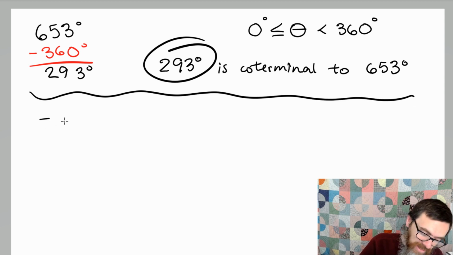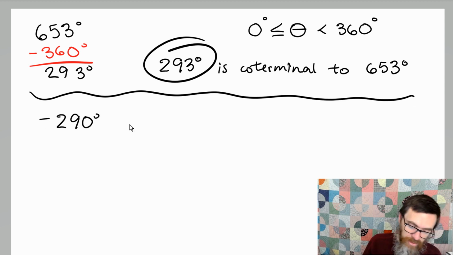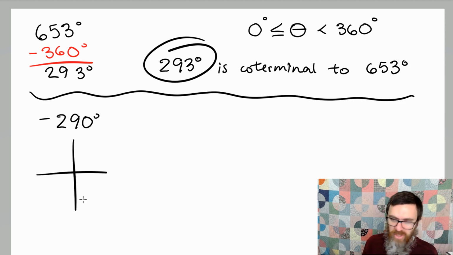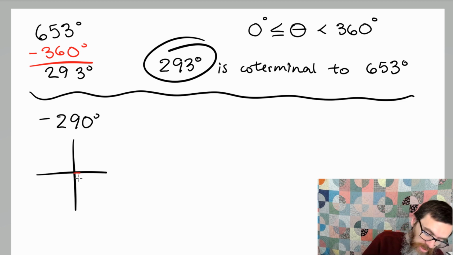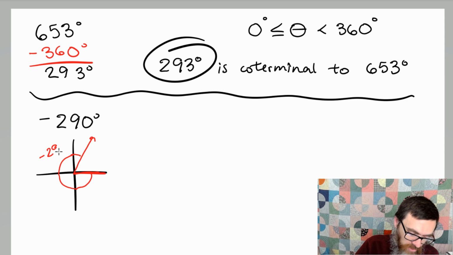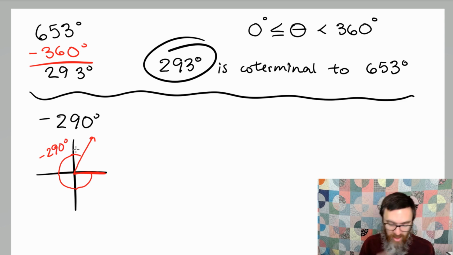The next example has negative 290 degrees. So just picture in your mind what that looks like on the graph. You have your initial side over here. So this is negative 90, negative 180, negative 270, and this is negative 290 degrees. So we can see that if we're going to be coterminal to this, it's got to be in quadrant 1. If I subtract 360, I'm going to be going in the wrong direction. It's going to make it a larger negative number.